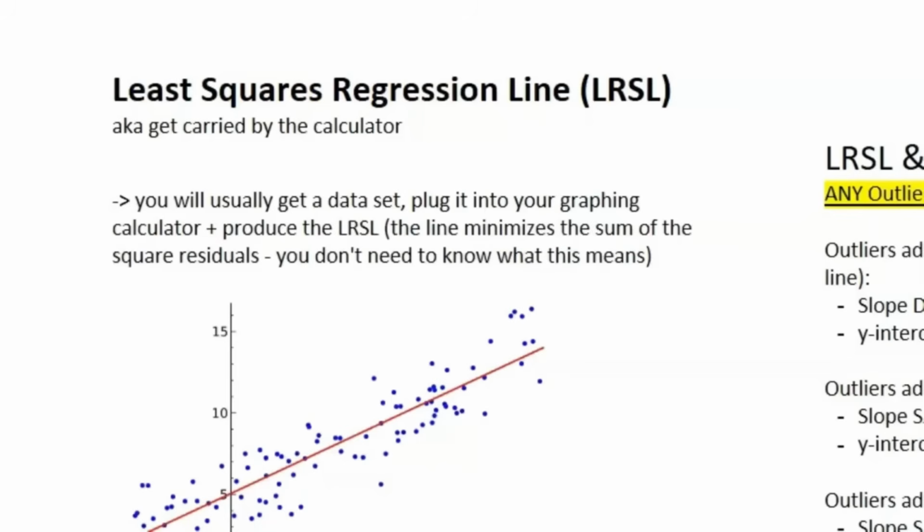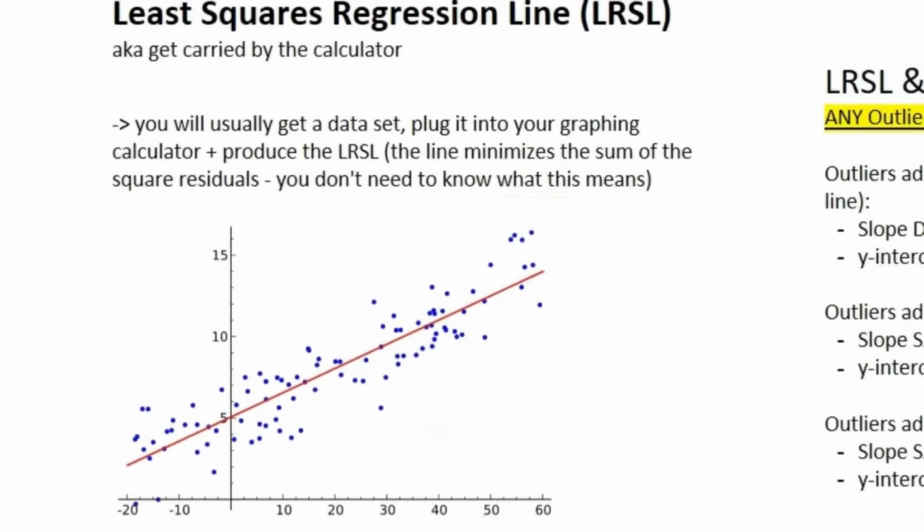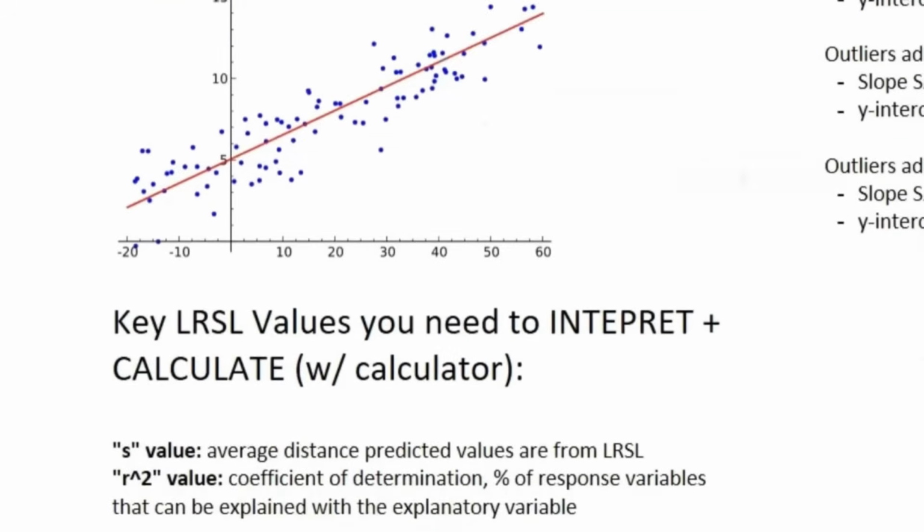And now let's talk about the least squares regression line. Basically you'll get a big data set and plug it into your graphing calculator, and then you can use the calculator function to produce the least squares regression line. It's the line that minimizes the sum of the squared residuals. You don't need to know what that means, but basically it's a best fit line, sort of.